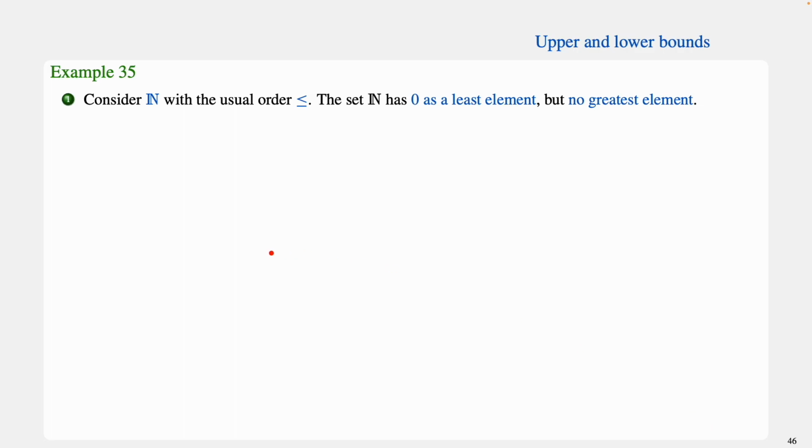And we finish by looking at some examples. So consider the natural numbers with the usual order again. Then 0 is the least element of the natural numbers, but there's no greatest element, because for any element n in the natural numbers you have always n plus 1, n plus 2 and so on, so you cannot find the greatest element.